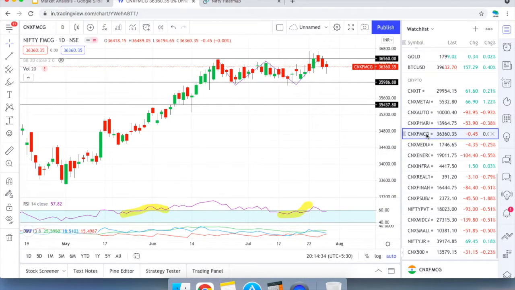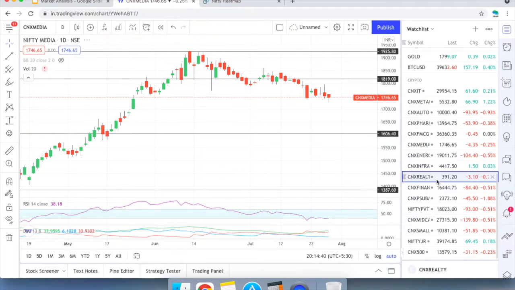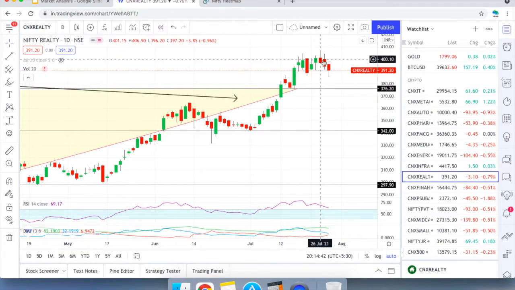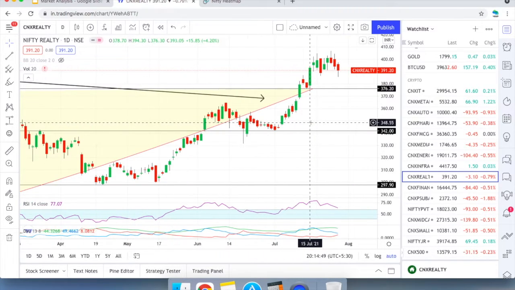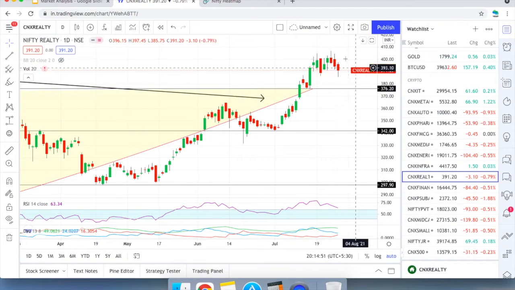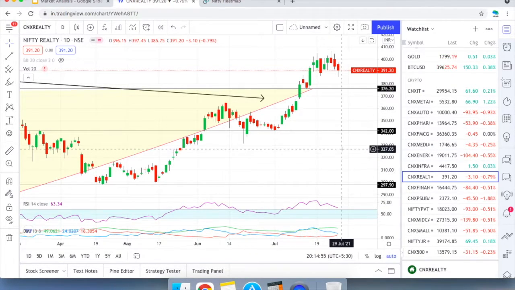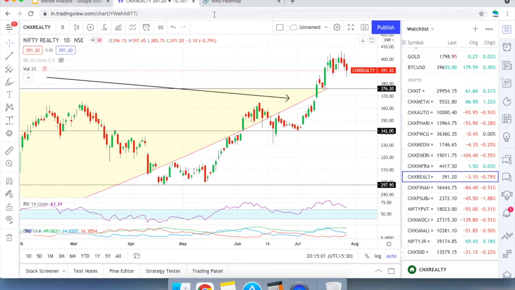FMCG is also kind of sideways consolidation. Momentum has slipped back into the sideways zone, right? Realty is also kind of correcting back to the support zone, probably forming a cup and saucer kind of pattern or something. So this is going to take some time. It is consolidation or correction that is happening right now. But otherwise it still continues to be bullish. So Nifty, IT, metal, and realty are bullish sectors.